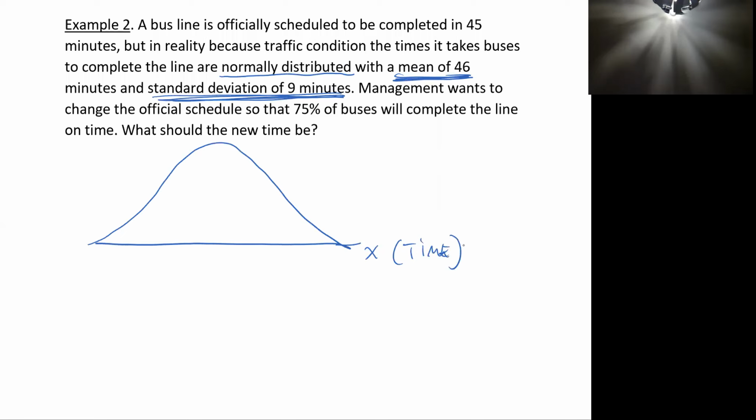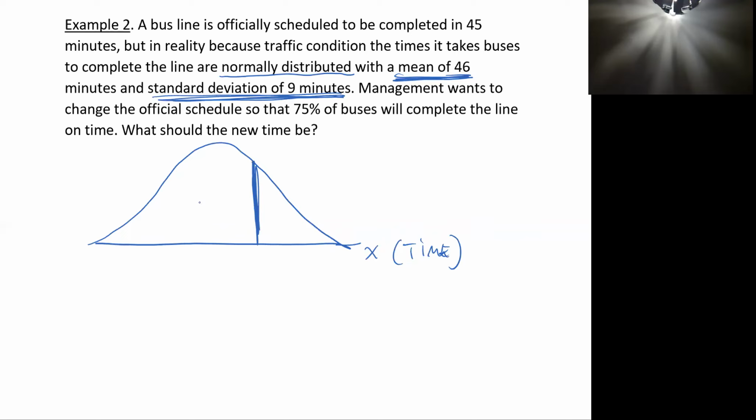Okay, management wants to change the official schedule so that 75% of buses will complete the line on time. So that means there's an area somewhere that is 75%. On time means, so there's an area somewhere that's 75%. I'm going to have to decide if it's this area to the left or that area to the right.